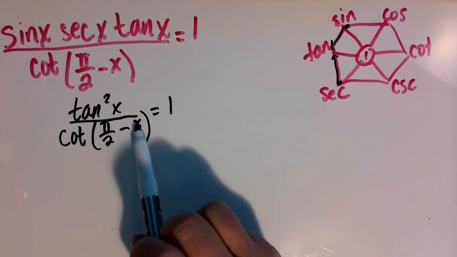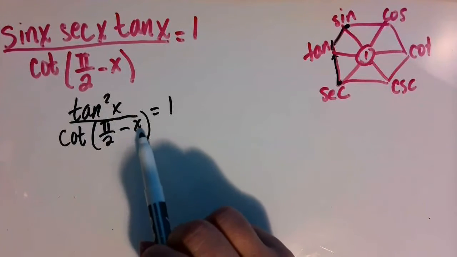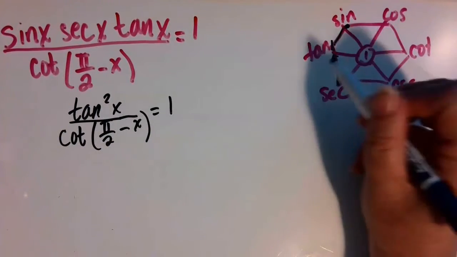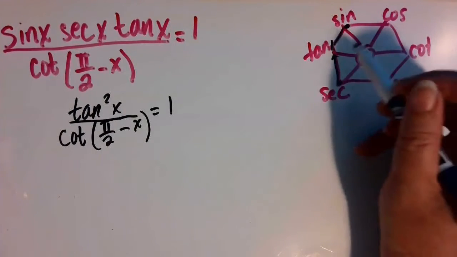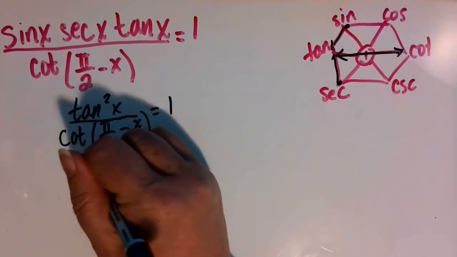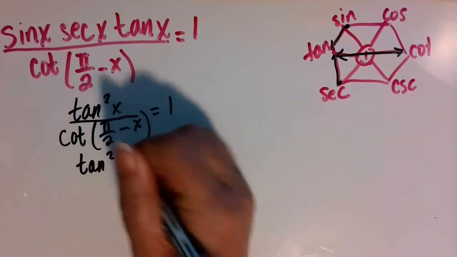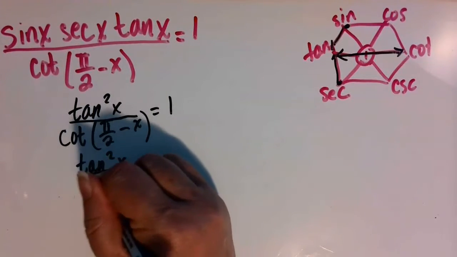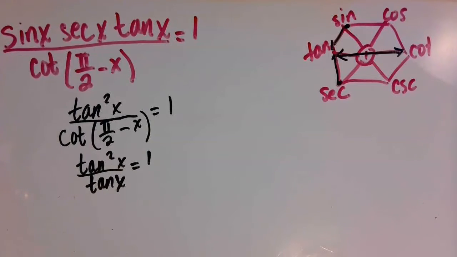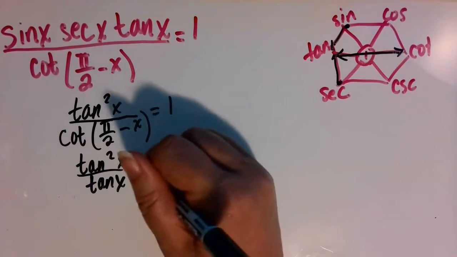Whenever we see pi over 2 minus x, that's a reminder that we're going to need a cofunction identity, and cofunction identities go across the trig hexagon. So the cofunction of cotangent is tangent, and that'll give us a tangent squared x divided by tangent of x is equal to 1. And from there we can cross multiply.